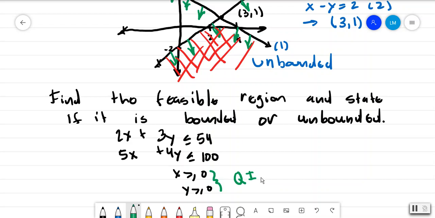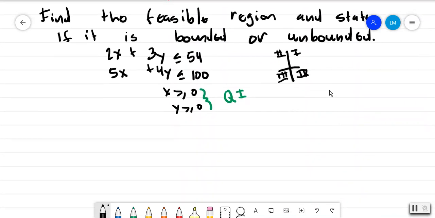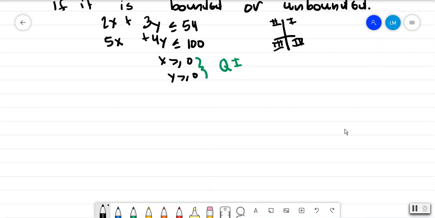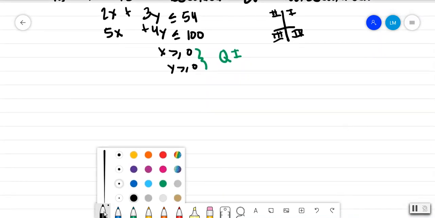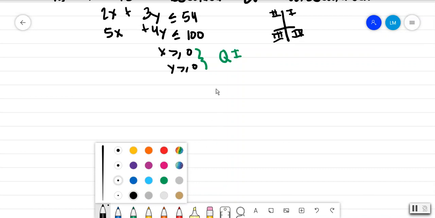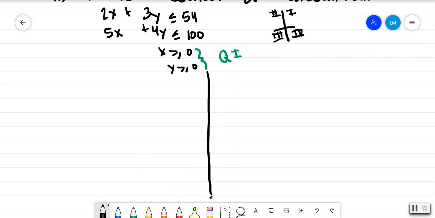So just recall that, when you're talking about quadrants, you have 1, then 2, then 3, and then 4. So that means that it's restricted to the first quadrant. Now, since I basically want to graph this, let's do this in a way that we don't really have to do too much work.